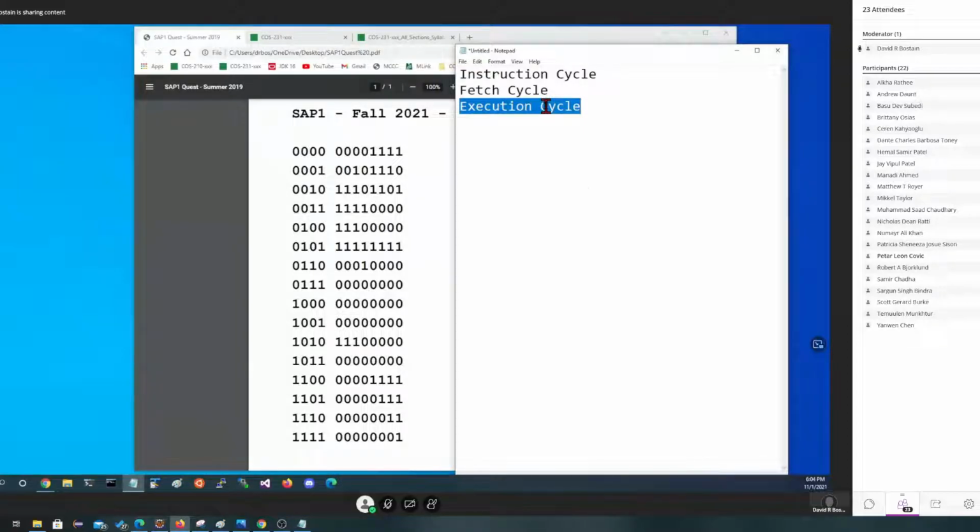Hermal, what is that one? Is that output? Yeah, it's the halt cycle or the halt instruction. It only goes through T3, and really halfway through T3. So our instructions are: load accumulator, add, subtract, output, and halt.